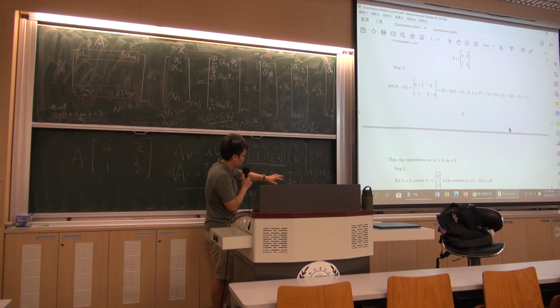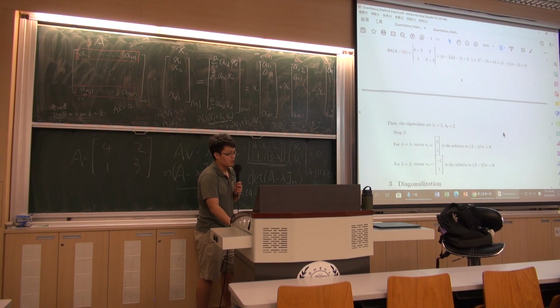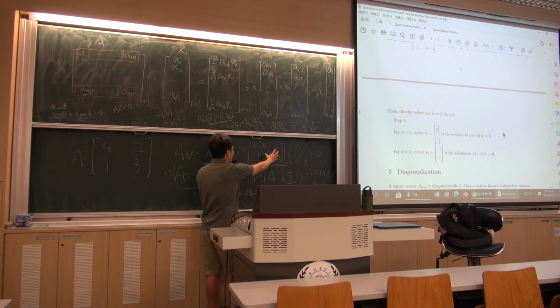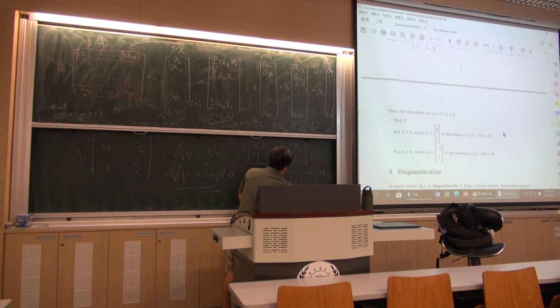For each eigenvalue, we are going to have one corresponding eigenvector as well. So what do we do? We plug back into these equations here. We said lambda equals 5. If lambda equals 5, then this will be minus 1, and this will be minus 2.